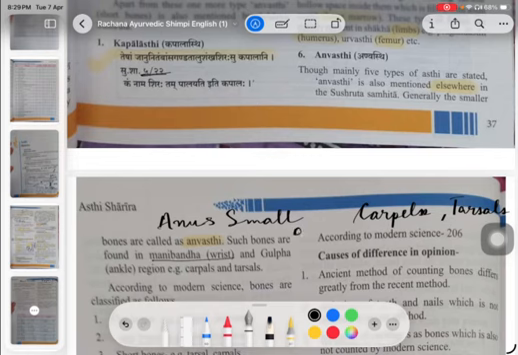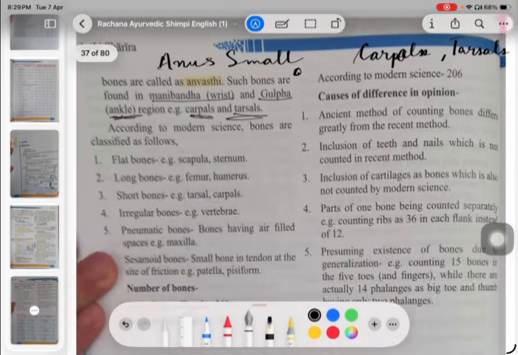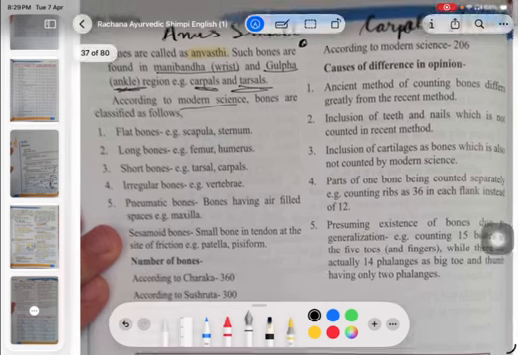Just as pisiform is one of the smallest bones, right? Such bones are found in Manibandh, wrist, and Gulf, ankle region, and the example is carpals and tarsals, right? Carpals and tarsals. According to modern science, bones are classified as follows.